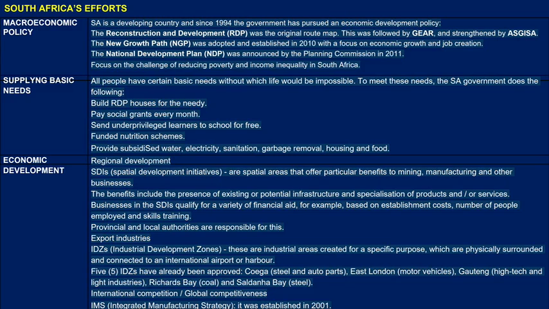International competition or global competitiveness. We've got the IMS, the Integrated Manufacturing Strategy, that was established in 2001.